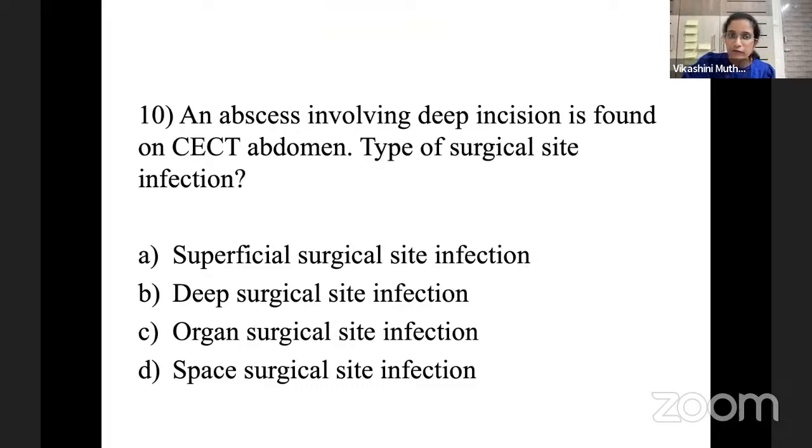Next is an abscess involving deep incision is being found on CECT abdomen. Now, what is the type of surgical site infection? So, very easy question. Even if you don't know the classification, you'll be able to give the answer. So here, an abscess is being seen in the deep incision site in a radiological imaging. So what is this type of surgical site infection?